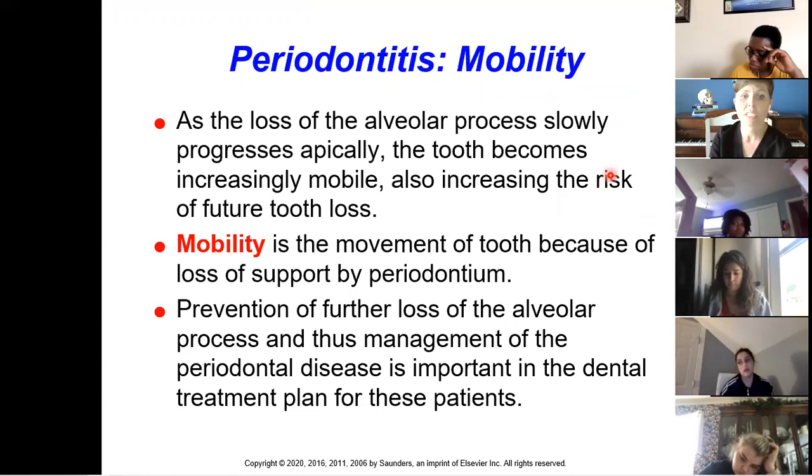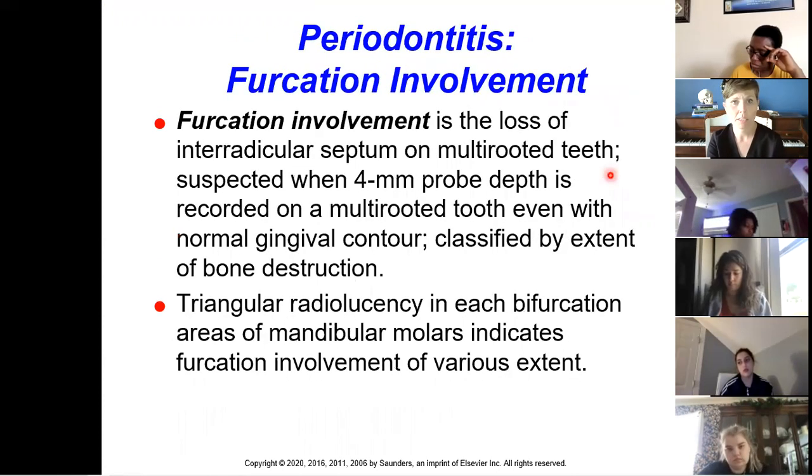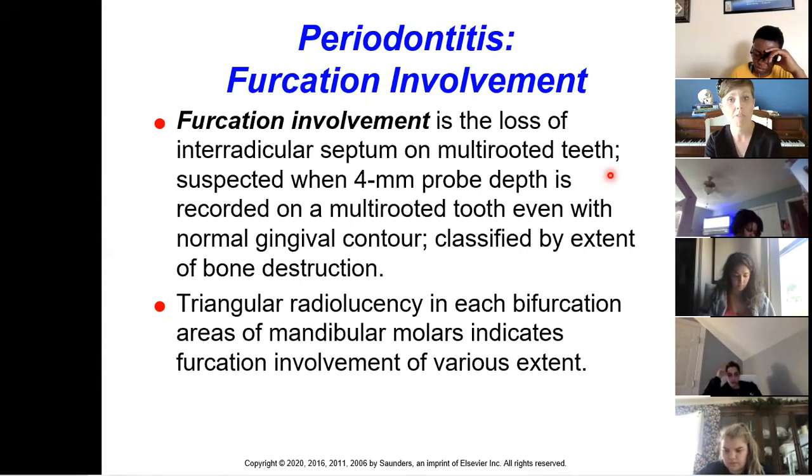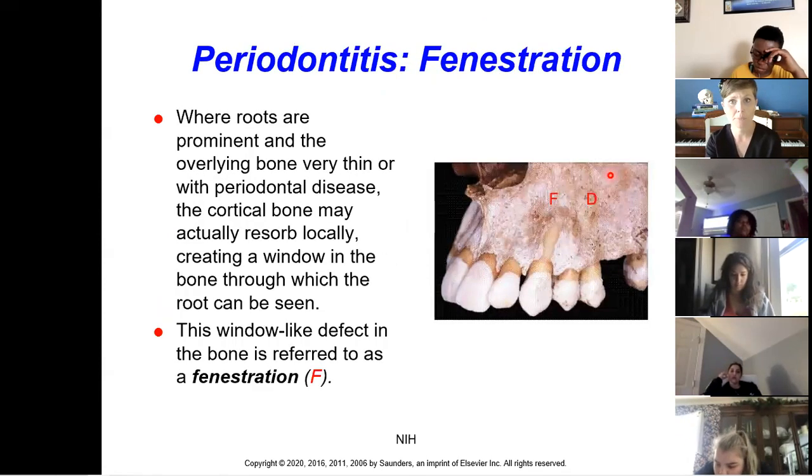Mobility is the movement of the teeth due to loss of the periodontium. And then there's furcation involvement. If there's a multi-rooted tooth, you start to get loss of the interradicular septum of the multi-rooted teeth. There are classifications of destruction, class 1 through class 4. I'm not going to overkill you with that, but there are 4 different classifications for furcation.